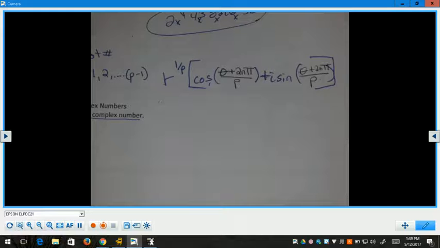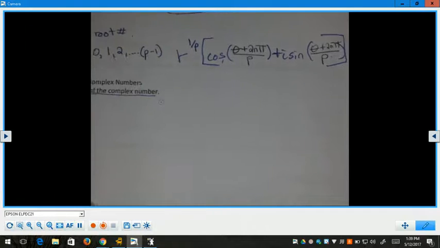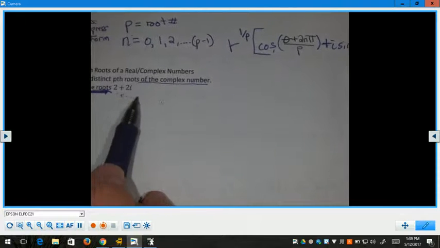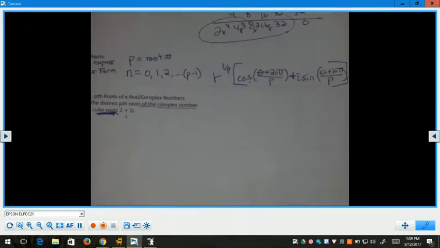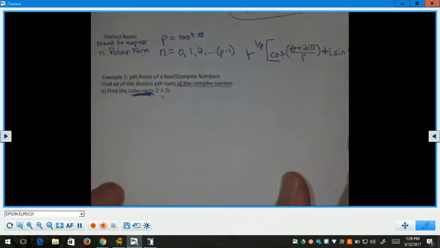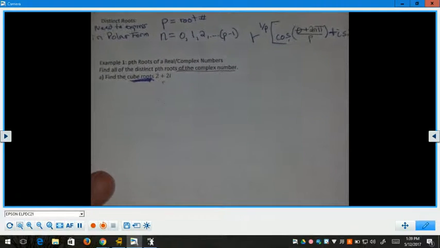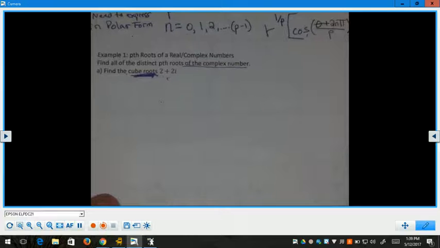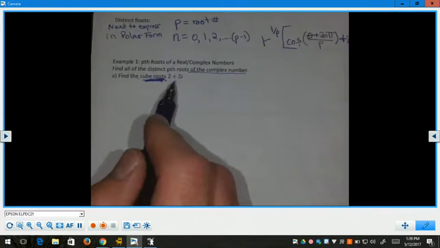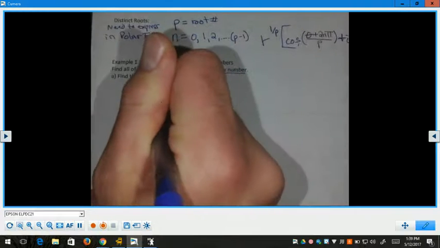So in our first example, it says example 1, pth roots of a complex number. Find all the distinct pth roots of the complex number. Find the cube roots of the complex number 2 plus 2i. So I'm going to start with, I actually want to zoom out because I'm going to need the space. First off, that's not in polar form. So my very first step is to put it in polar form.